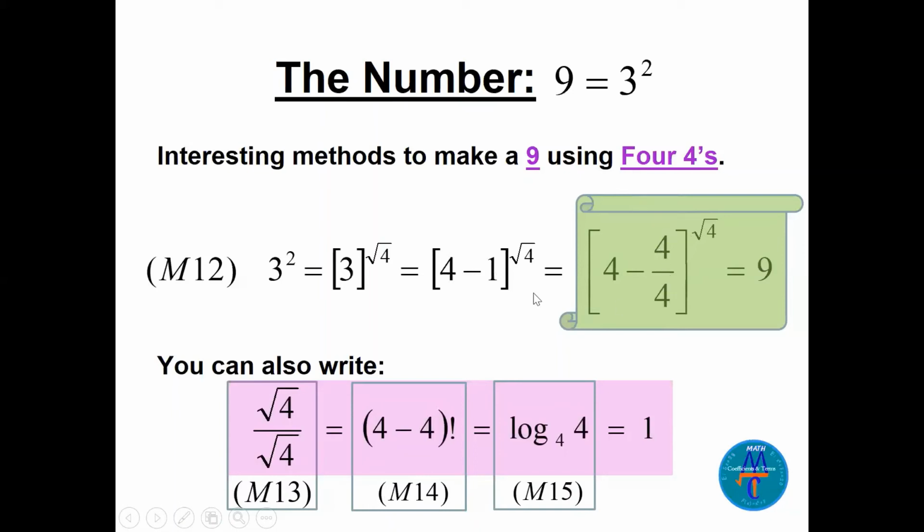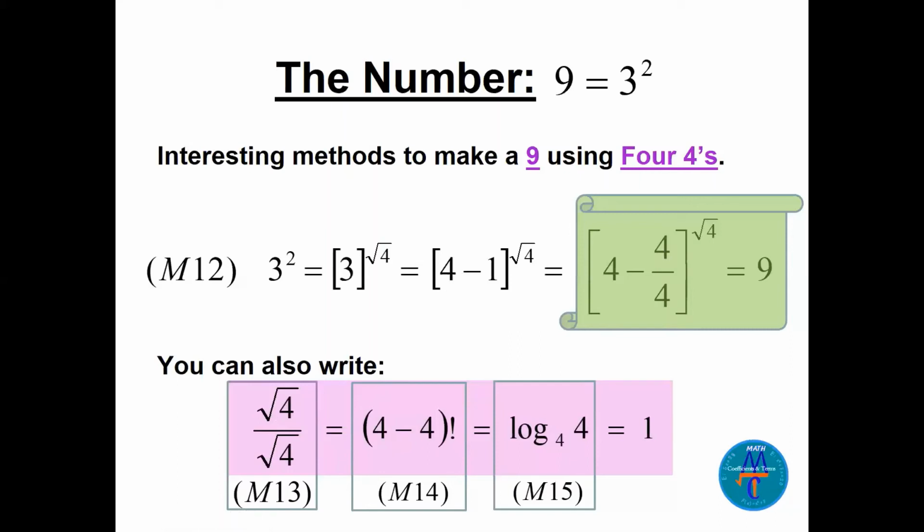You see this 1, I can write this is equal to 1, square root of 4 over square root of 4. 4 minus 4, 0 factorial is 1. Log base 4 of 4 is 1. So you can write each one instead of this 4 over 4. Then you generate methods 13, 14, and 15. So this is a complete 15 methods to make 9 using 4 fours.